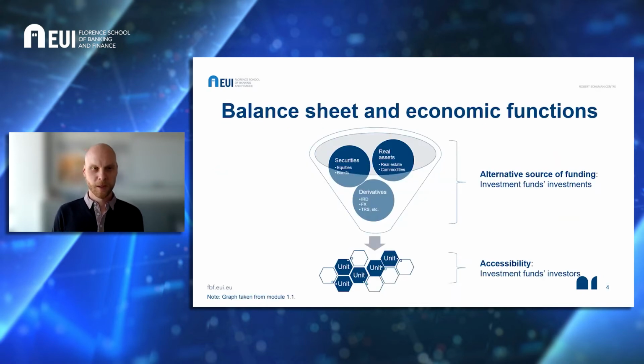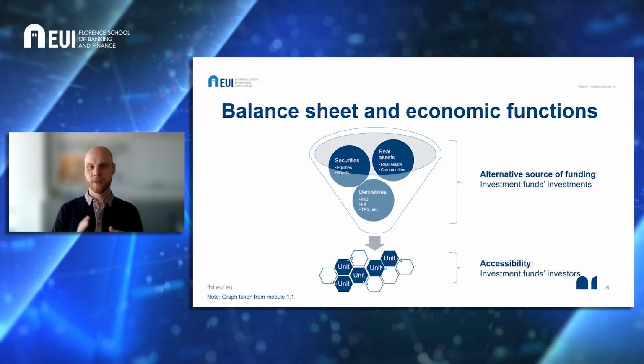So what you see here is a graphical illustration of a fund's balance sheet. This graph was already introduced by Dorota in module 1.1. At the top, you see the asset side of a fund. And at the bottom, more or less, you see the liability side, so the different fund units a fund issues and which investors buy. So in principle, you see the asset and the liability side.